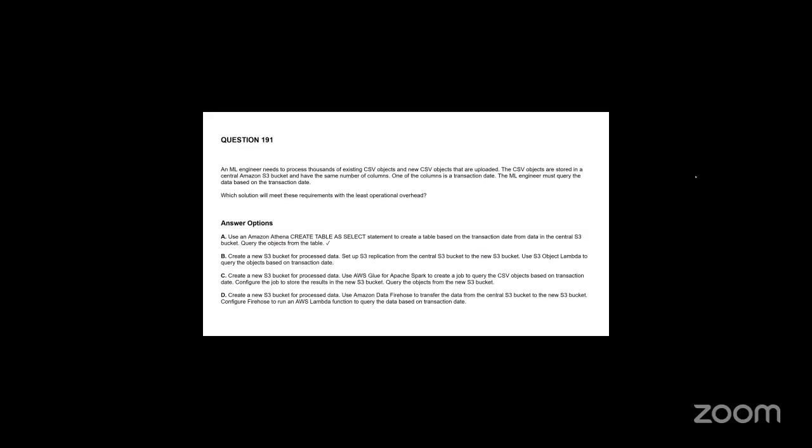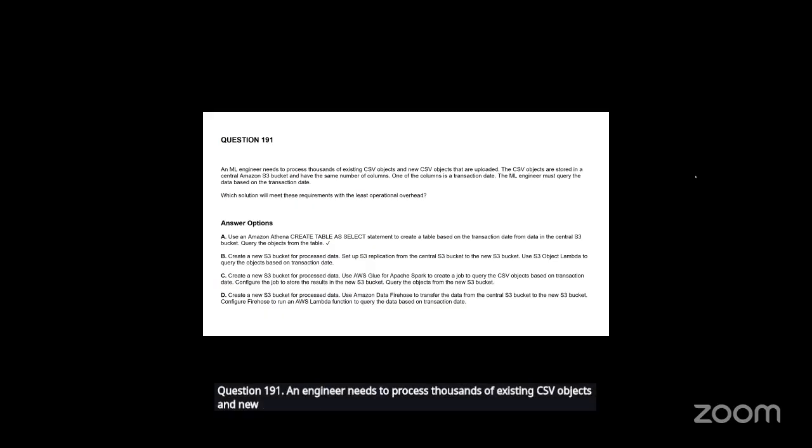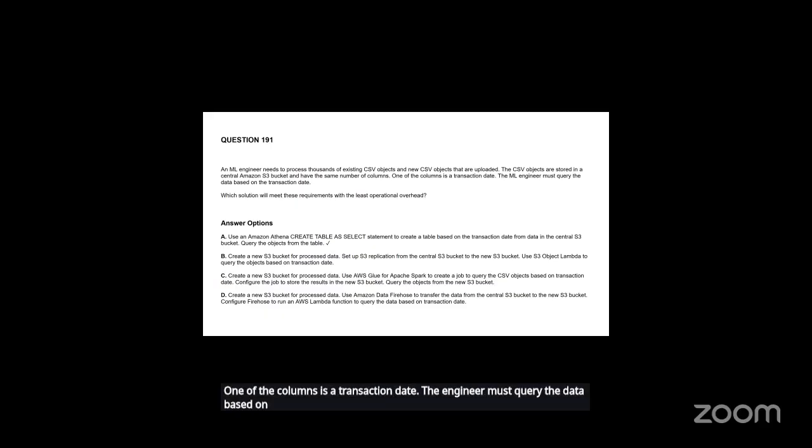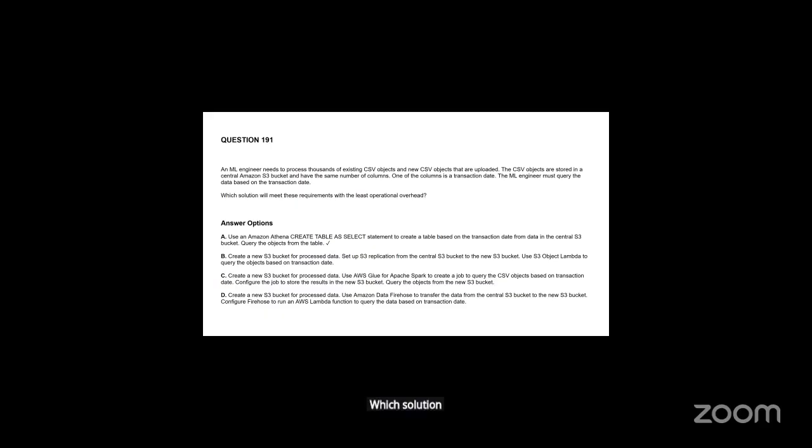An engineer needs to process thousands of existing CSV objects and new CSV objects that are uploaded. The CSV objects are stored in a central S3 and have the same number of columns. One of the columns is a transaction date. The engineer must query the data based on the transaction date. Which solution will meet these requirements with the least operational overhead?